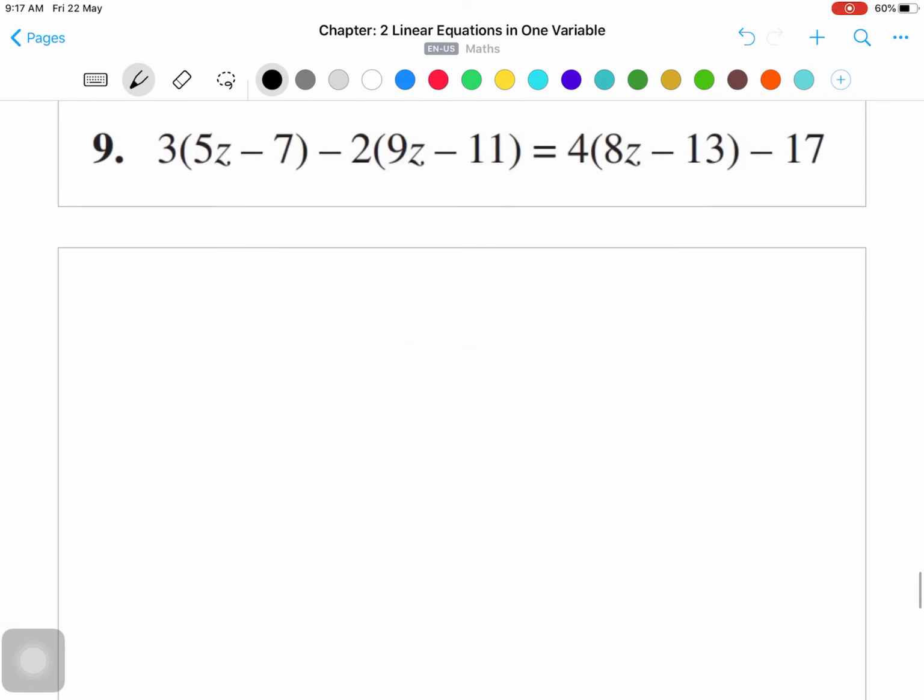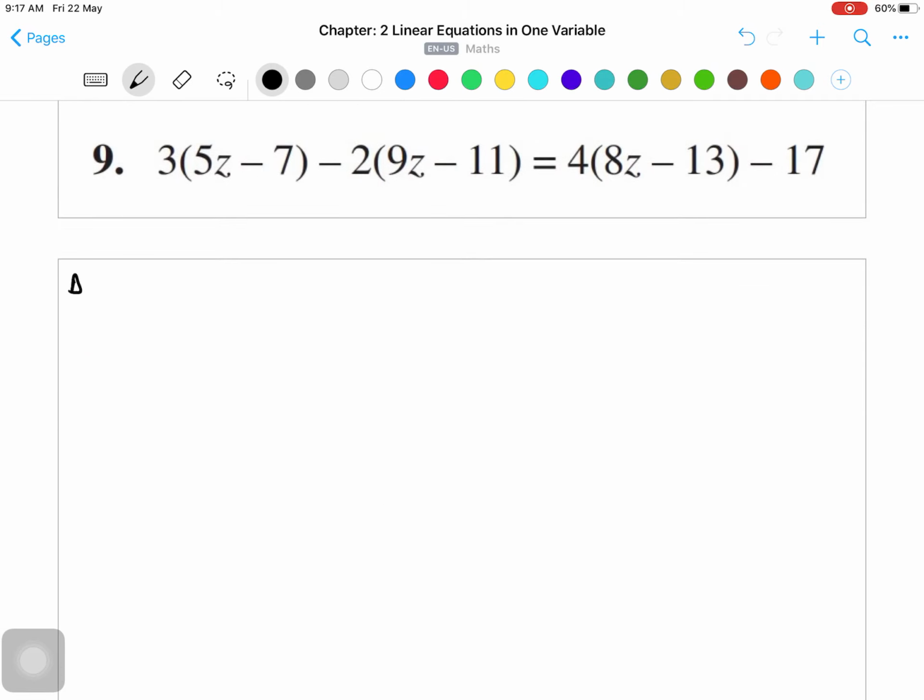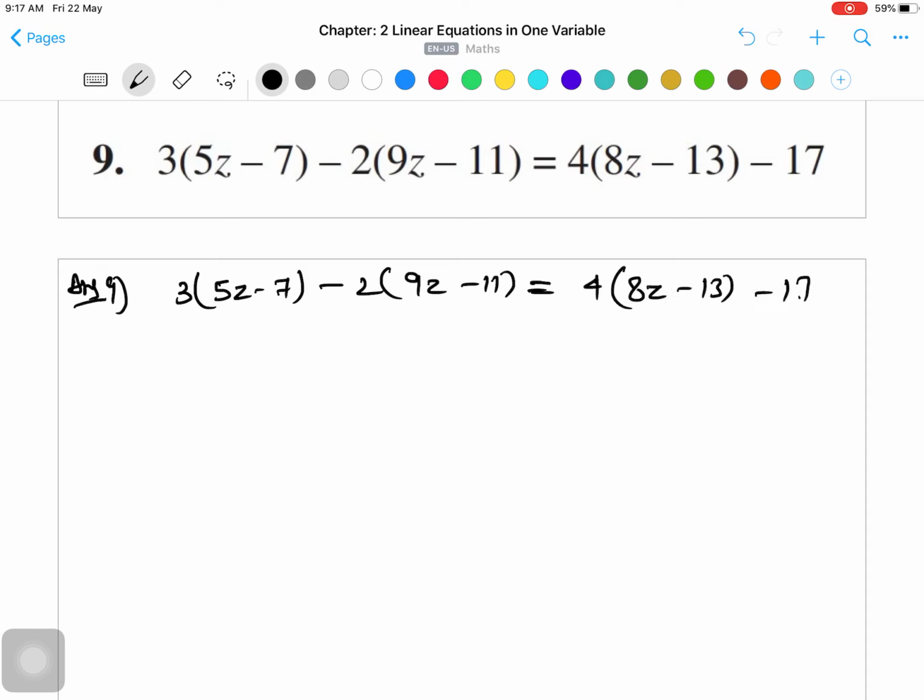Okay, moving to the next one. We have equation number 9. We have 3 multiplied by (5z minus 7) minus 2 multiplied by (9z minus 11). On the other side of the equality sign we have 4 times (8z minus 13) and minus 17. So now we will multiply these constant numbers inside the brackets.